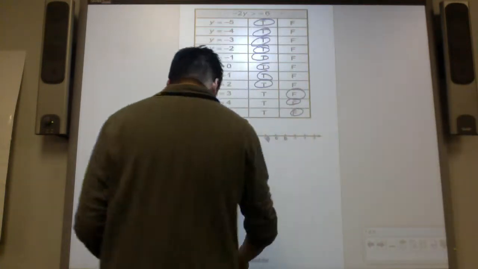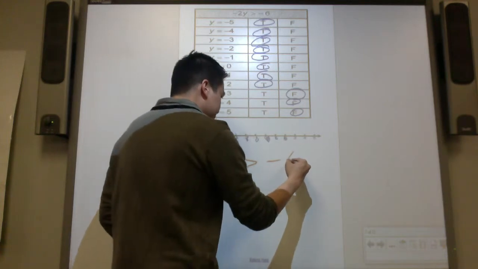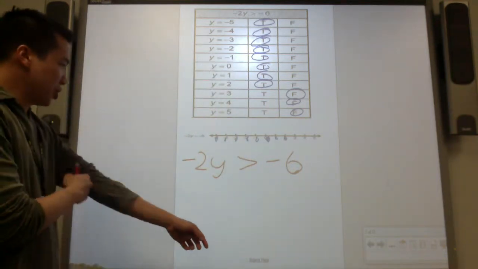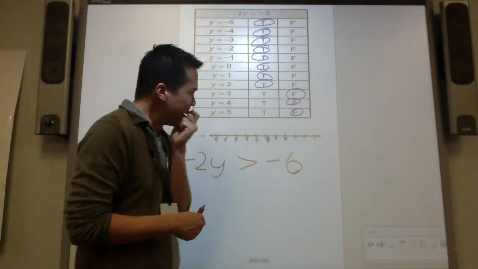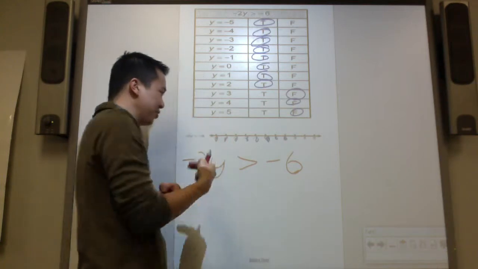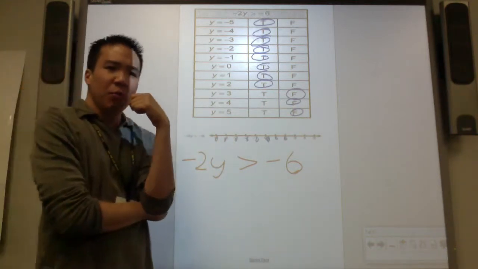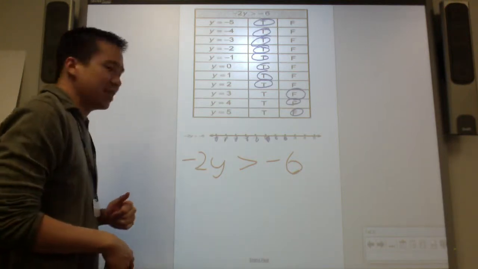Let's look at everything. Our question is this: negative 2y, negative 6. As you can see, in the original problem, it says it should be facing to the right. That's weird. This is facing to the left this time. I wonder if we're going to be multiplying or dividing by a negative number to flip-flop it. I need to keep this variable by itself.